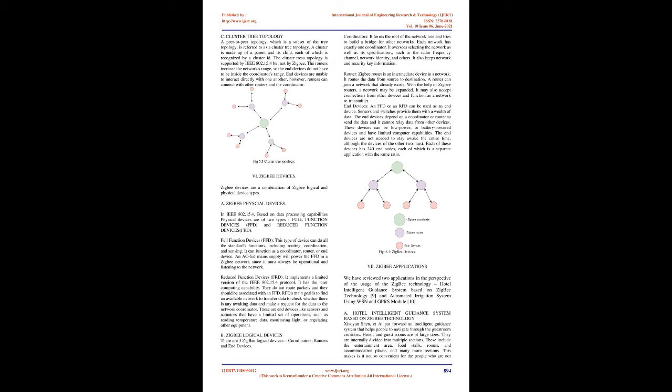Coordinators. It forms the root of the network tree and tries to build a bridge for other networks. Each network has exactly one coordinator. It oversees selecting the network as well as its specifications, such as the radio frequency channel, network identity, and others. It also keeps network and security key information. Router. A Zigbee router is an intermediate device in a network. It routes the data from source to destination. A router can join a network that already exists. With the help of Zigbee routers, a network may be expanded. It may also accept connections from other devices and function as a network retransmitter.